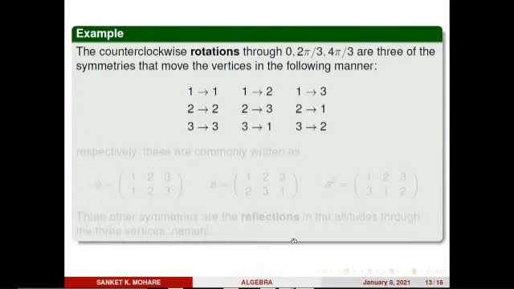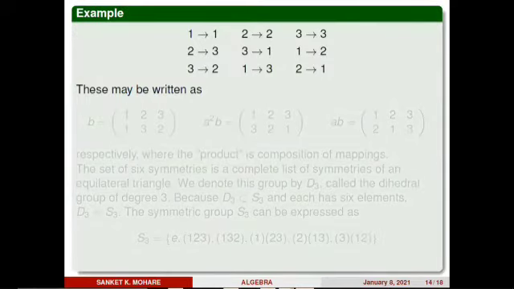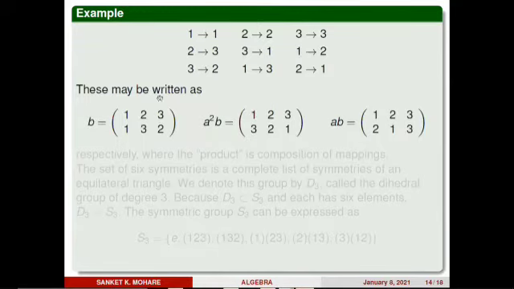Okay, so in this way, if through altitude to the vertex 2, 3 goes to 1, 1 goes to 3, and at altitude through the vertex 3, 1 goes to 2, 2 goes to 1. So this may be written as B equals 1, 2, 3. 1 goes to where? 1. In this case, 2 and 3 get interchanged. That's why 2 goes to 3, 3 goes to 2. Similarly, next is what? This one. This can be written as 1 goes to 3, then 3 goes to 1, and 2 remains the same.